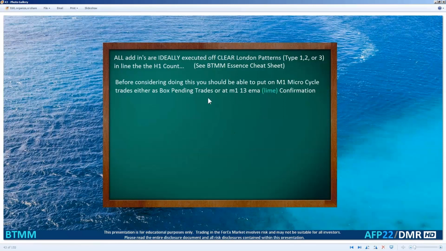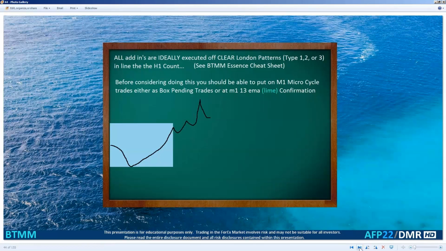Before considering doing this, you should be able to put on an M1 microcycle trade either as a box pending trade. That's what Steve was talking about on a few of his DMRs for the past couple of sessions, or being able to put on an M13 lime confirmation right at the fringe. Let me show you examples here. We'll draw this out for you.